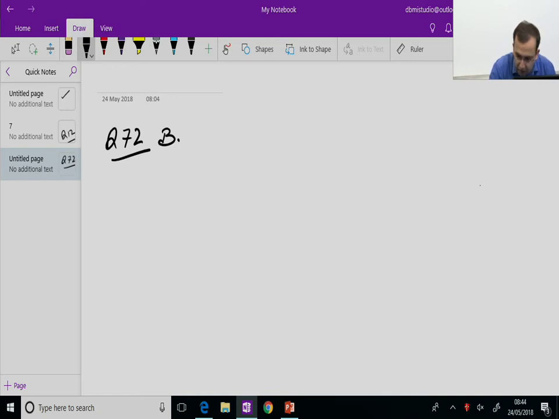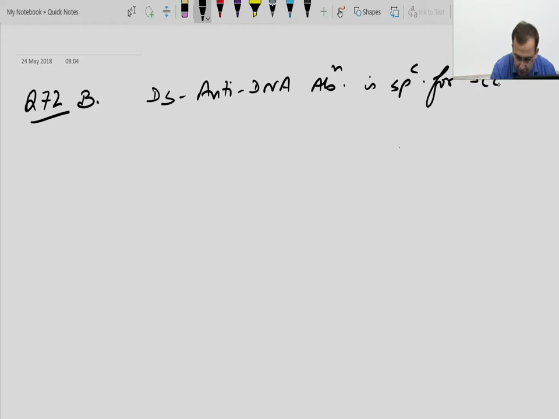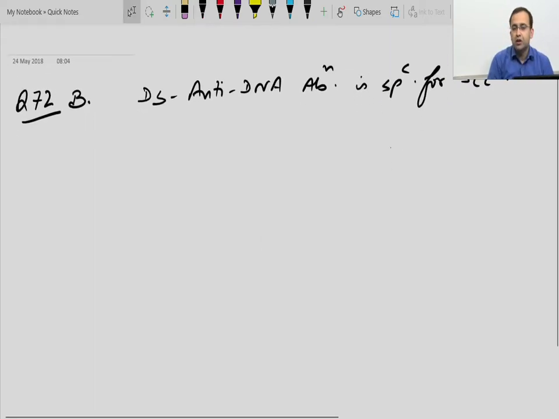That is double-stranded anti-dsDNA antibody. Anti-DNA antibody is specific for lupus. This is the true statement.